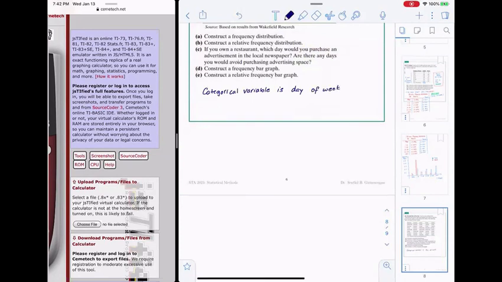So it has 7 levels of measurement. And our first job is to construct a frequency distribution.